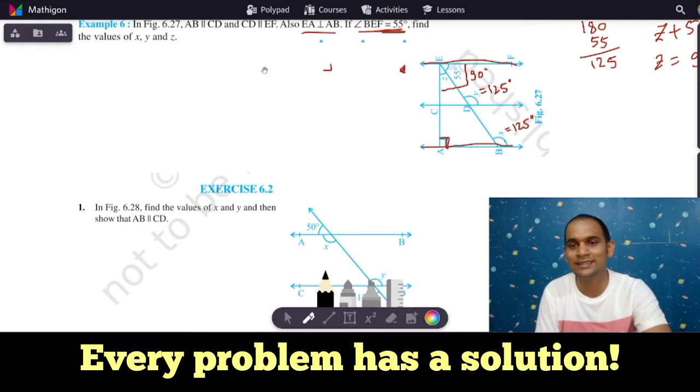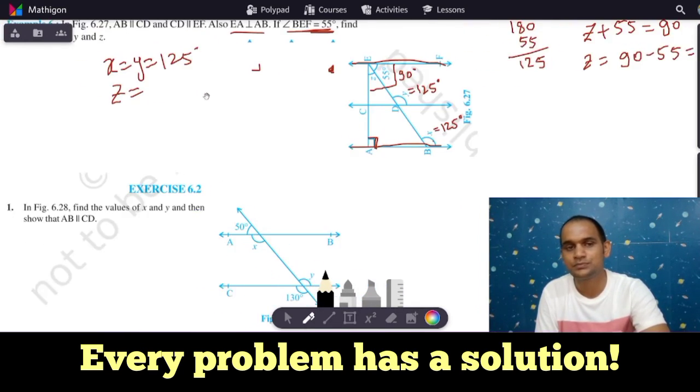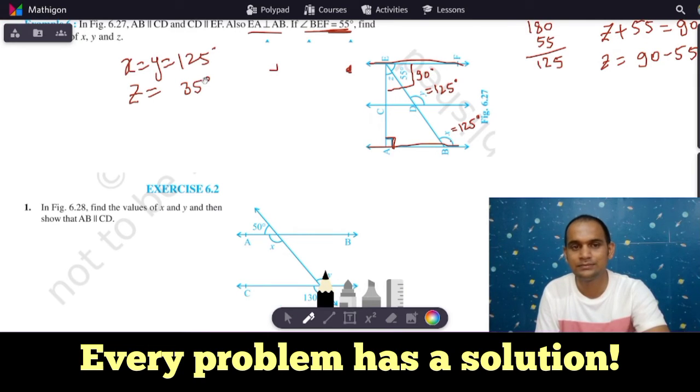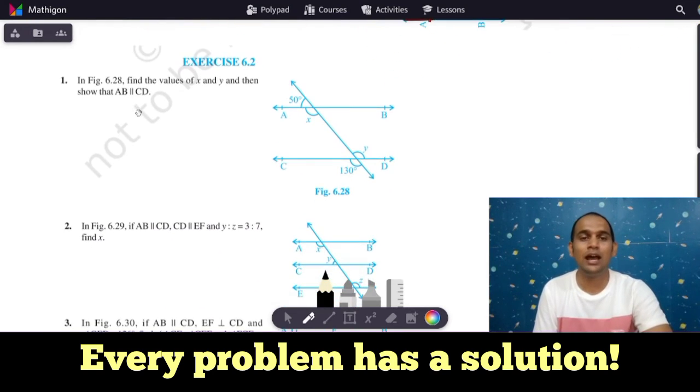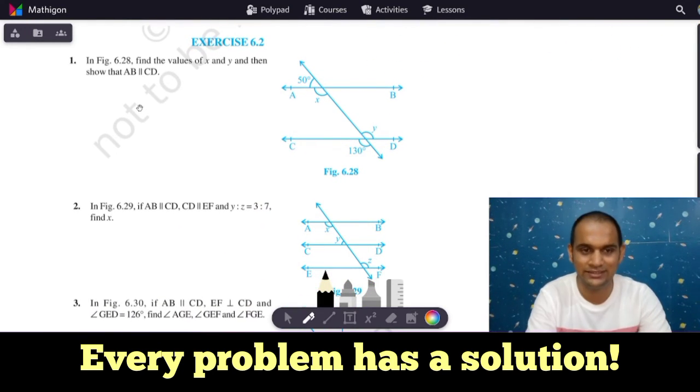So we found X and Y are equal. So X equals Y equals 125 degrees. And Z is equal to 35 degrees. Yeah, that is very much clear, I hope. Yes. So now let's move on to exercise 6.2.